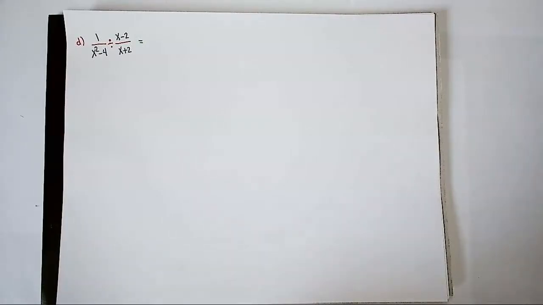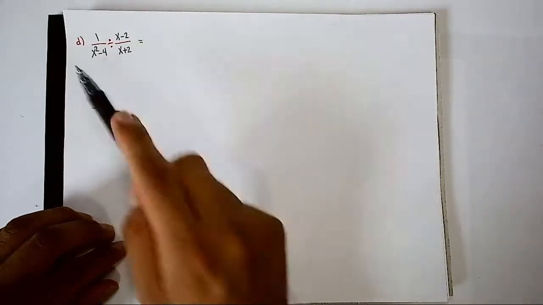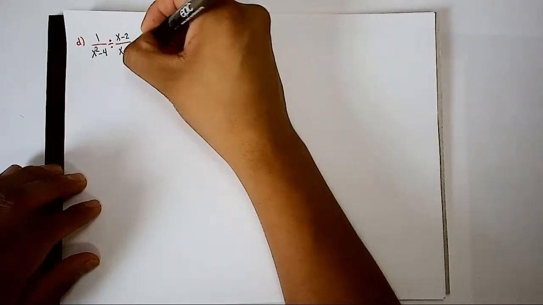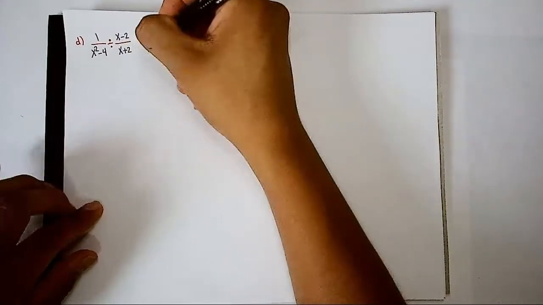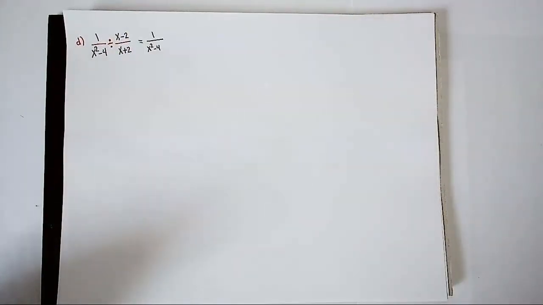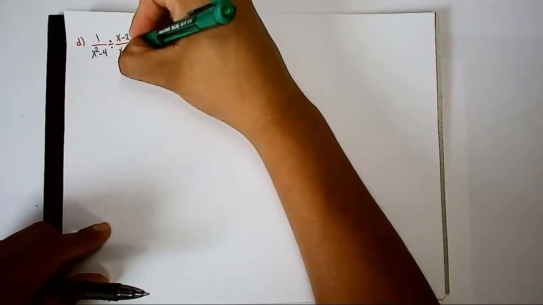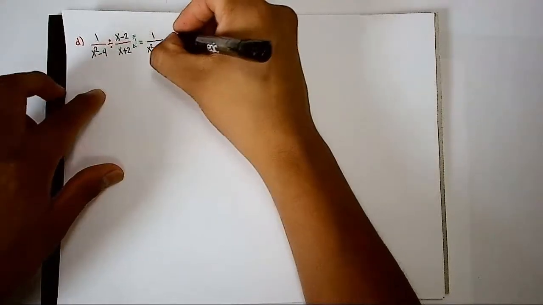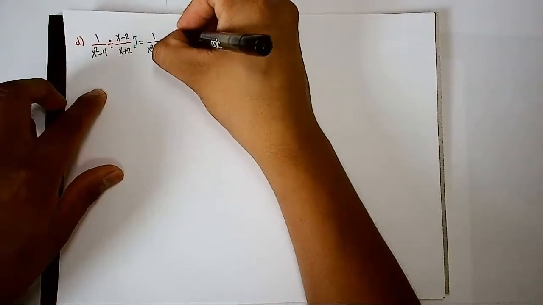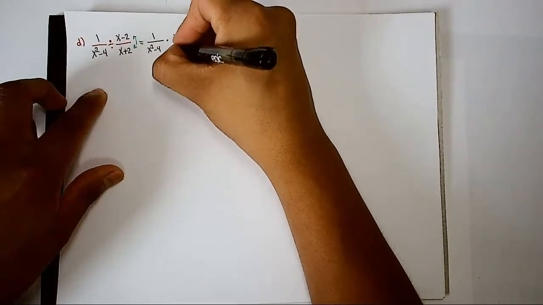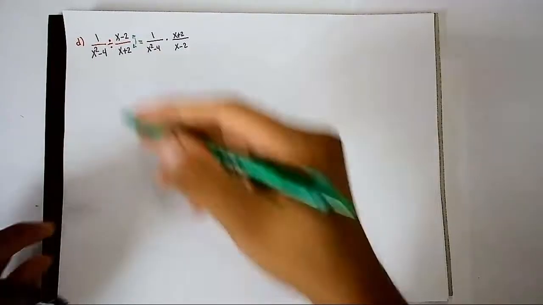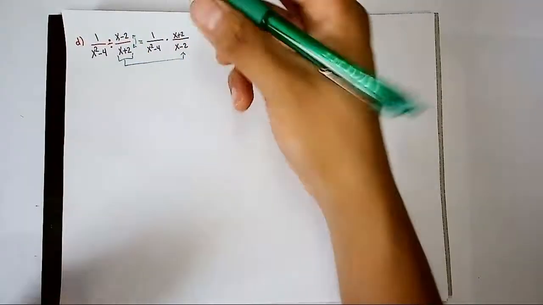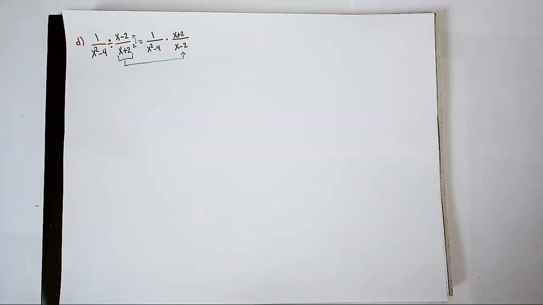In D, we also have the division between two fractions. So let's convert it into a multiplication by switching the terms in the second fraction. So as you can see here, I changed the numerator with the denominator.